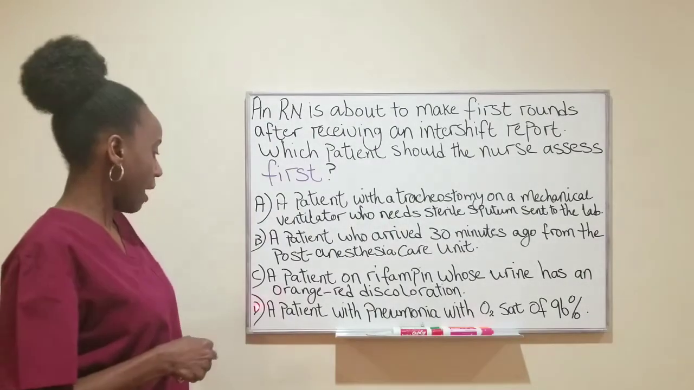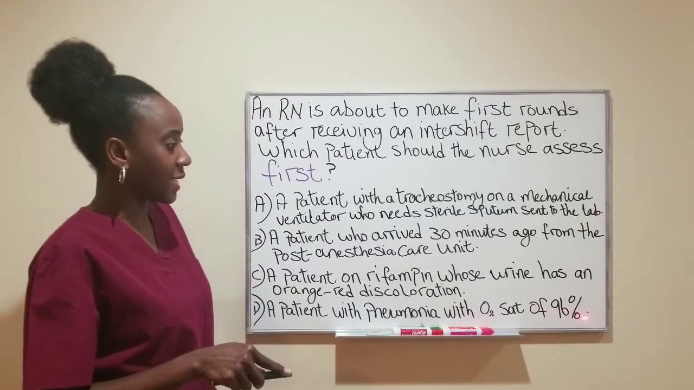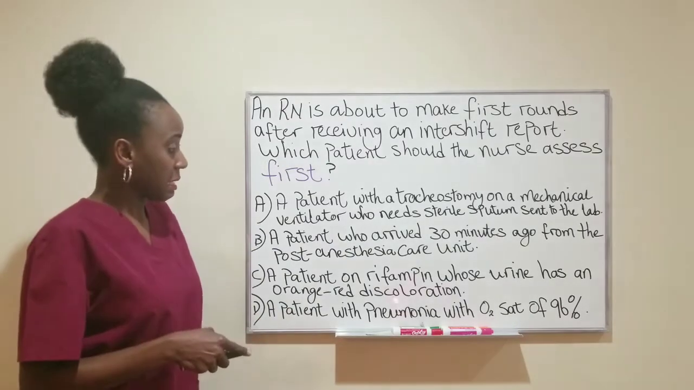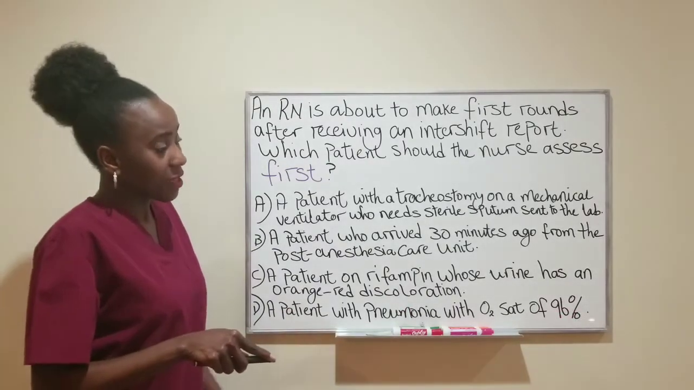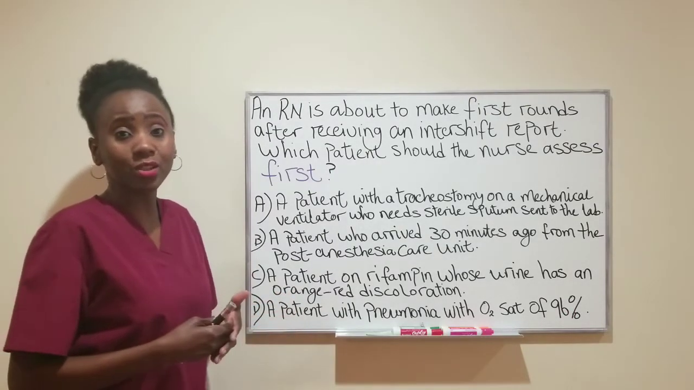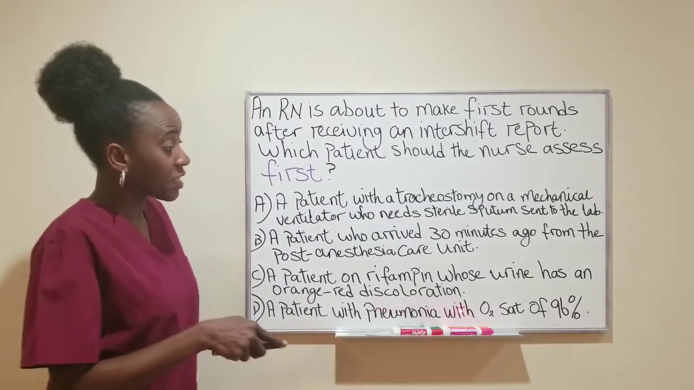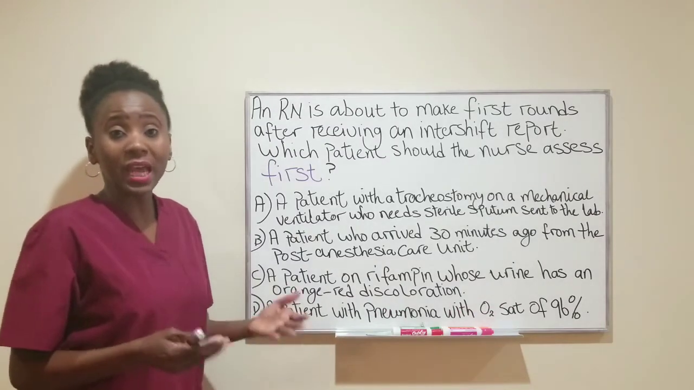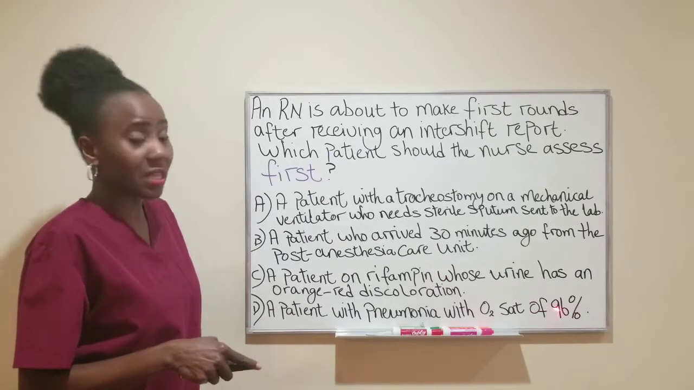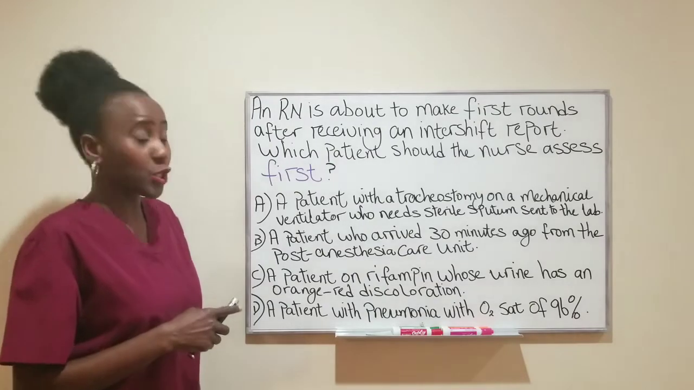And finally, we have a patient with pneumonia with an oxygen saturation of 96%. So the patient does have a respiratory condition, yes, he has pneumonia, but if you notice, the oxygen saturation rate is within the normal range. Normal oxygen saturation is from 95 to 100%. And so there is nothing about this patient's condition that suggests that the patient is unstable because we have the oxygen sat within the normal range. So the answer to this question would be option B.